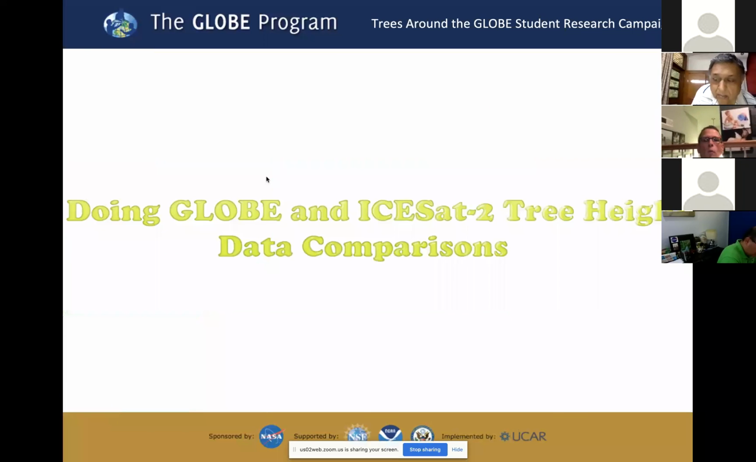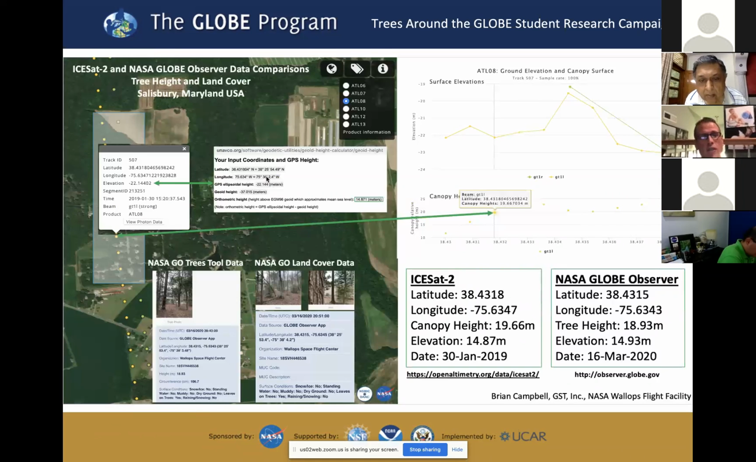Now, what I want to show you in the last thing, in the remaining time before we go to questions, and I'll take only a couple minutes to do this, is doing GLOBE and ICESat-2 tree height data comparisons. There's a lot on this graph here. I'm not going to show you everything, but this is a combination, on the left side, of what I'm going to show you with this image here.